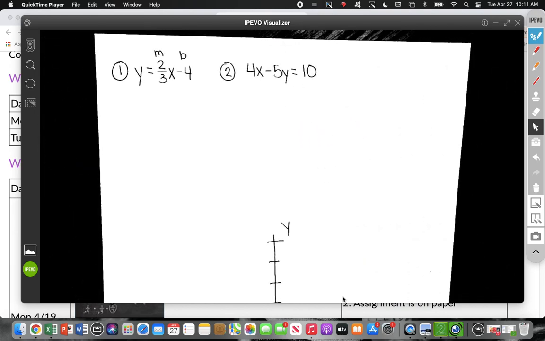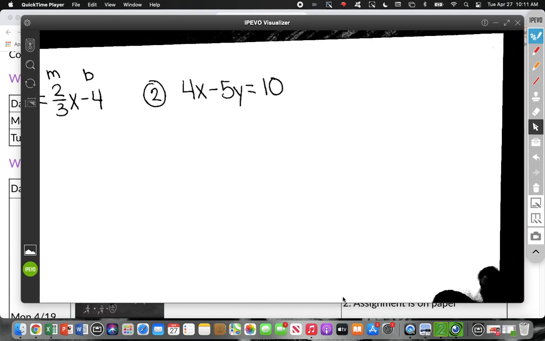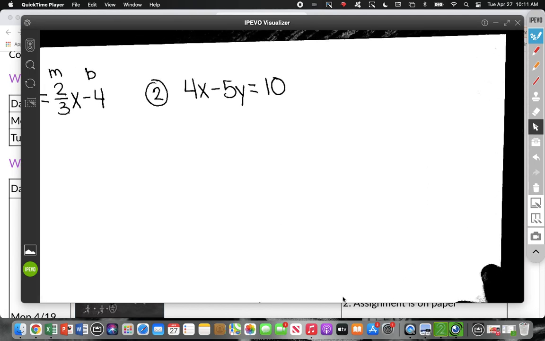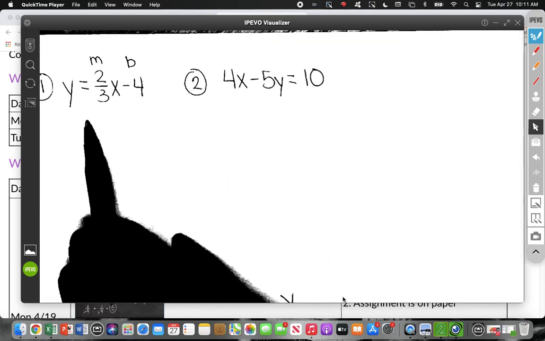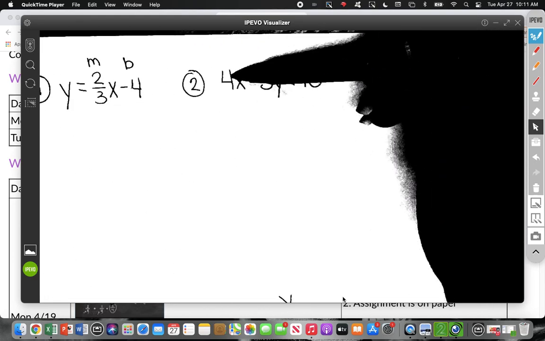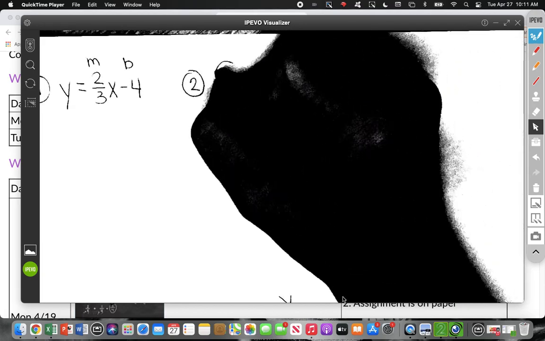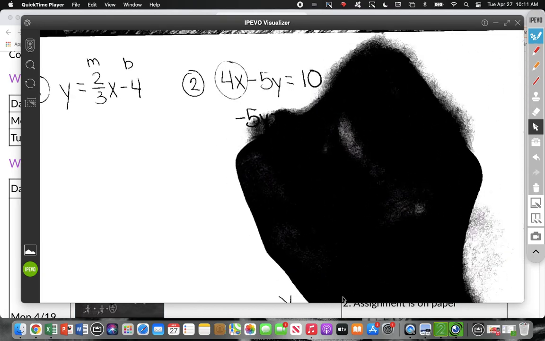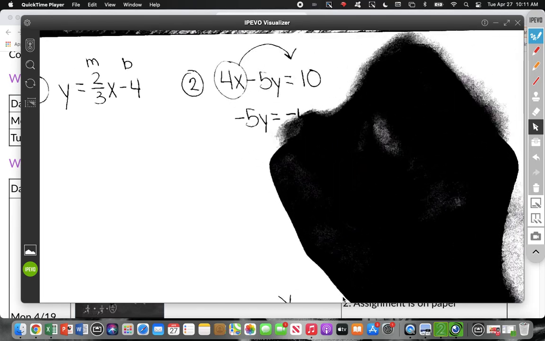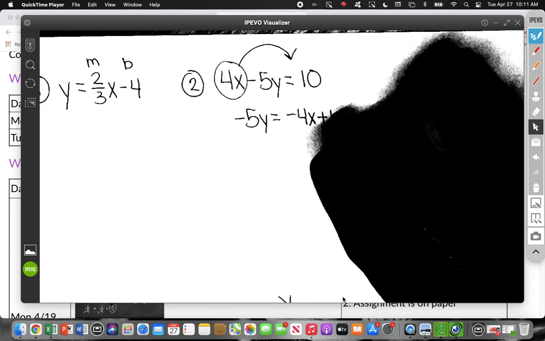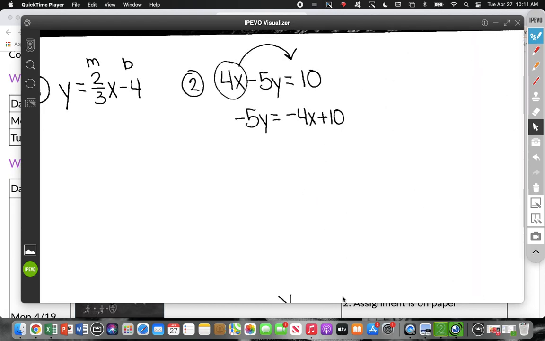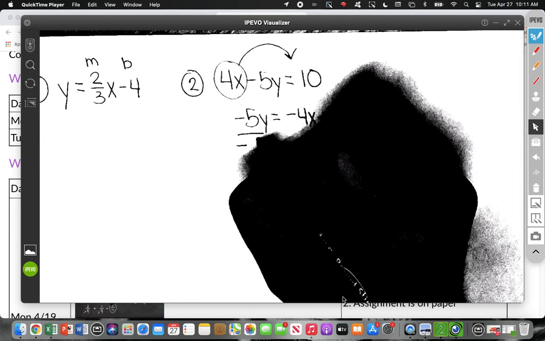All right, can we graph something that looks like this? 4x minus 5y equals 10. Don't we have to get y by itself? All right, so if your equation is not in slope-intercept form, I do want you to change that. So how do I move a 4x to the other side? All right, so negative 5y equals, the 4 is going to come over and become a negative 4x. What kind of 10 is that? Positive 10. Now, what do I do to get y by itself now? Divide by negative 5.